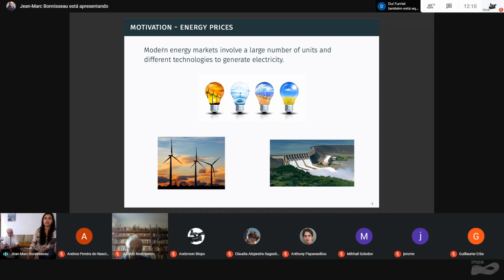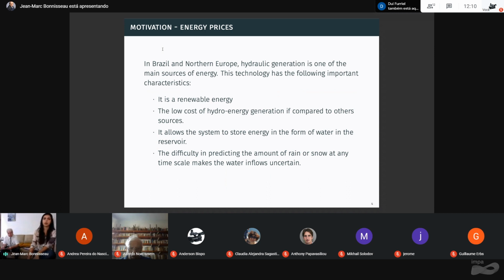Technologies to generate electricity include, for example, solar, wind, or hydro. In Brazil and Northern Europe, hydraulic generation is one of the main sources of energy. This technology has the following important characteristics. First, it's a renewable energy. Second, the low cost of energy generation compared to other sources. We have an important initial investment to build the structure, but after that it's low cost.